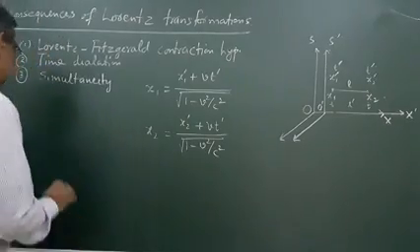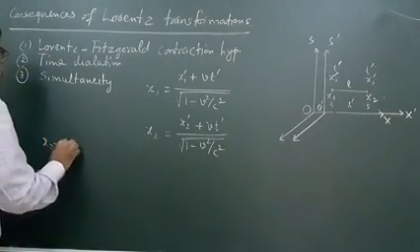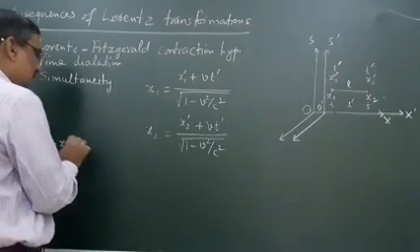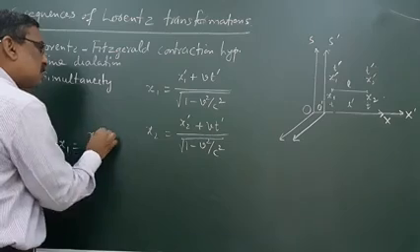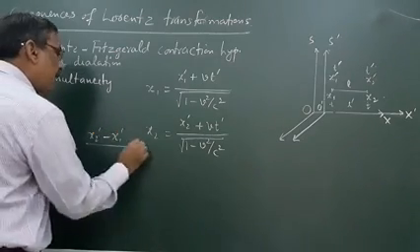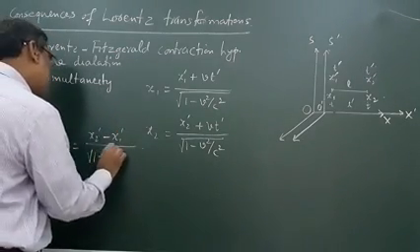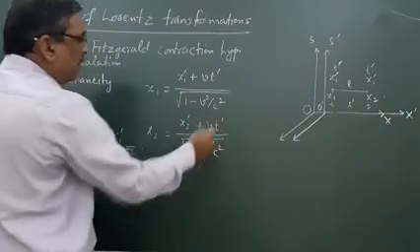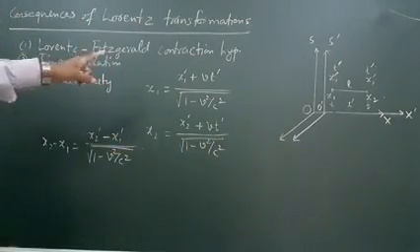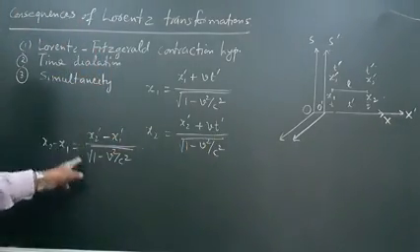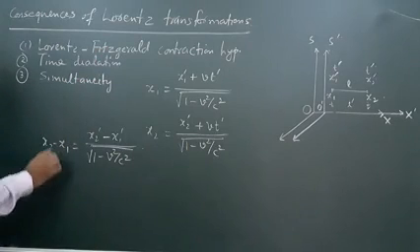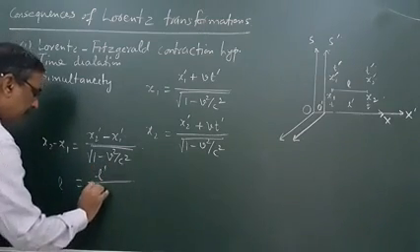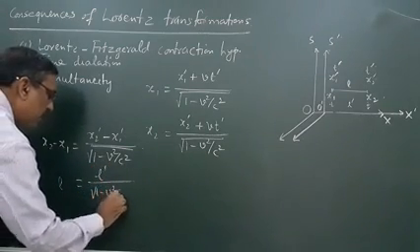Now, what is x2 minus x1? From these two, we will get x2 minus x1 equal to x2 dash minus x1 dash upon under root 1 minus v square upon c square. Since the time measurement is the same, this cancels out and finally we will get this result. So this is L is equal to L dash upon under root 1 minus v square upon c square.